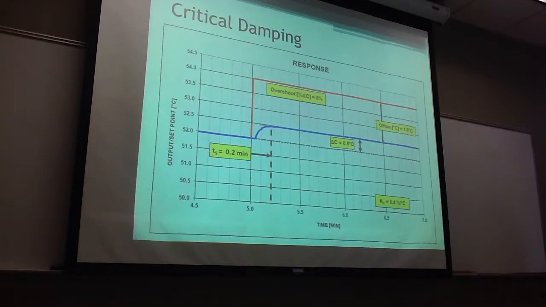Okay, here's the model for the critical damping. It's boring, but for this we found a controller gain of 0.4% per degree Celsius, with a pretty good bit of offset, 1.5 degrees Celsius. It looks worse on the graph than that actually. 1.5 degrees is not bad.